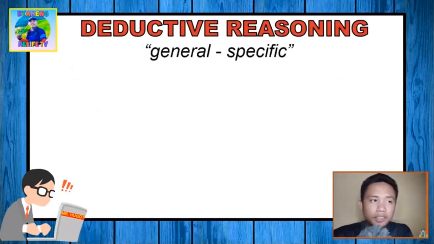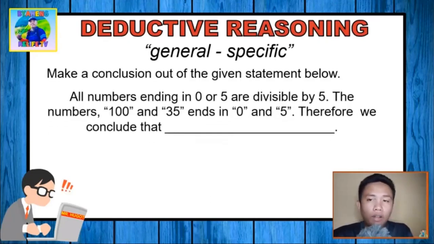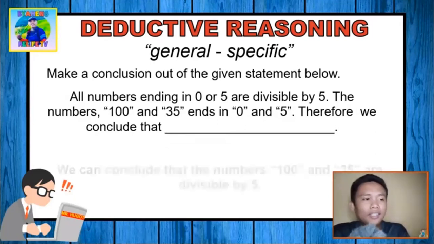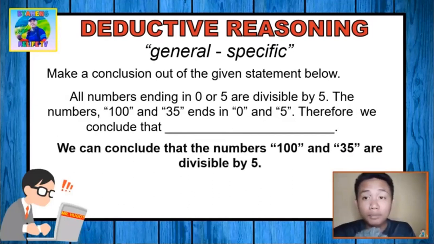Now, pag deductive reasoning, guys, another example is here. All numbers ending in 0 and 5 are divisible by 5. The numbers 100 and 35 end in 0 and 5. Therefore, we conclude that... 1, 2, 3, 4, 5. Ano sagot niya? Tama po kayo, guys. Therefore, we conclude that yung number 100 at number 35 ay divisible ng 5, since ang dulo ng 100 ay 0 at ang 35 ay 5. Diba? General statement to specific.